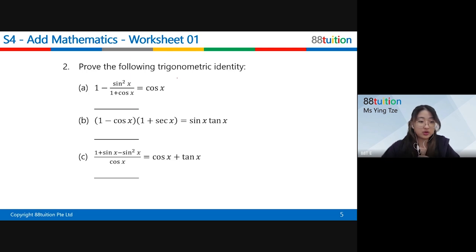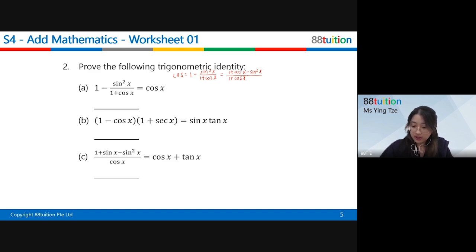Okay, I'm going to start going through the second question now. So for question 2 part A, I will choose to start from the left-hand side since it looks more complicated. So similarly, this 1 minus sine square x over 1 plus cosine x, I want to make it into one fraction. So I will convert this 1 into 1 plus cosine x divided by 1 plus cosine x. Then, because now they're the same denominator, I can combine them into one fraction like this.